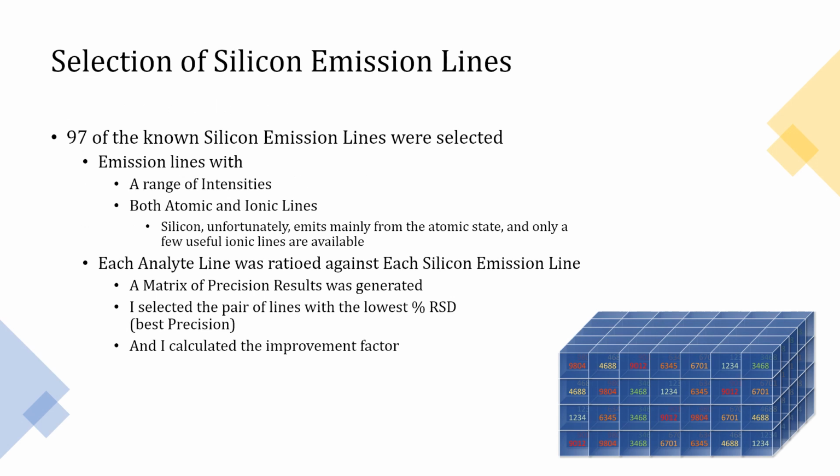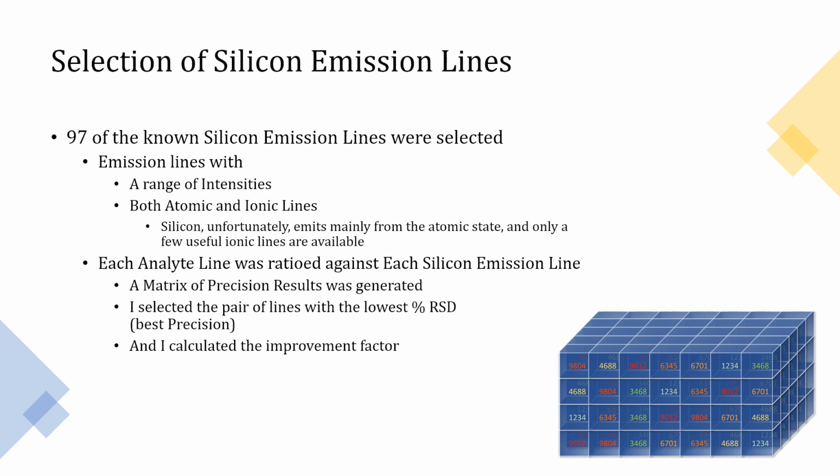I selected 97 of the known silicon emission lines, and I tried to have a range of intensities. Remember the 5 integration systems that I had: highest 1.2 billion counts, 120 million, 12 million, 1.2 million, and 120,000 counts. Try to use both atomic and ionic lines. Silicon unfortunately emits mainly from the atomic state, and only a few useful ionic lines were available.